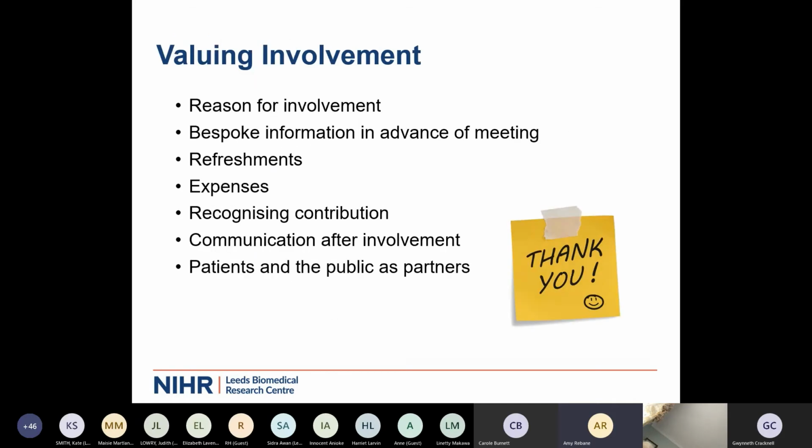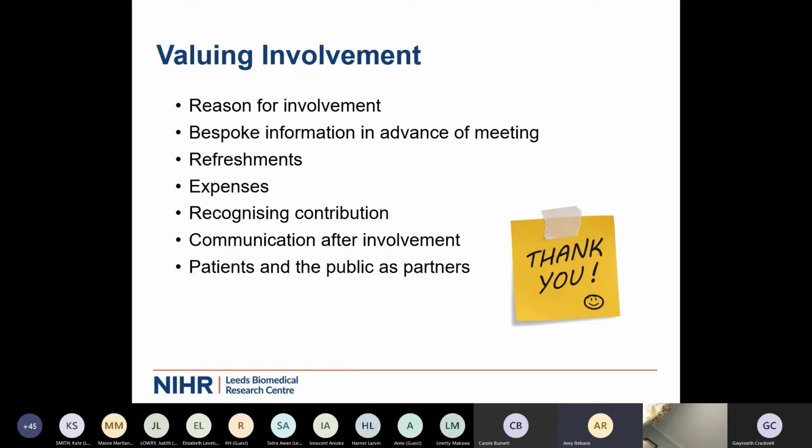So how can we value involvement? Again, it comes back to being really clear and transparent about your reason for involvement and managing the expectations that come along with that. Being really transparent and clear about what can be changed and what can't be changed.